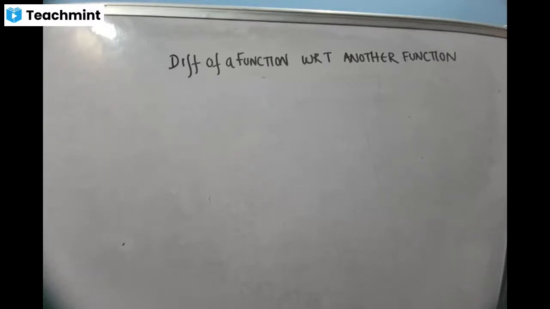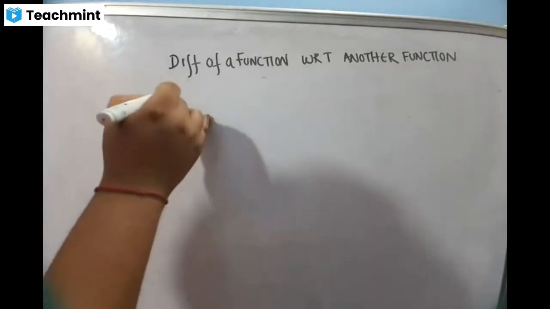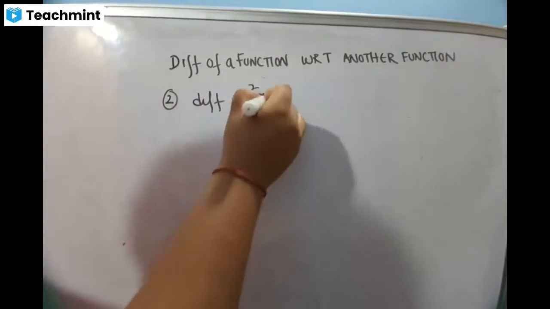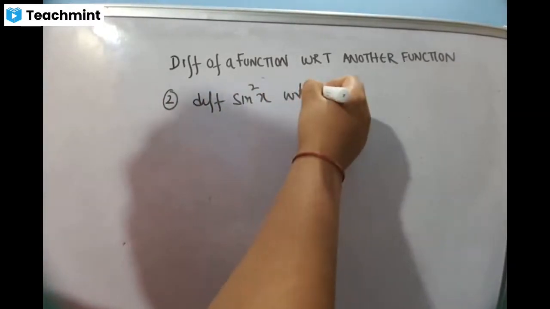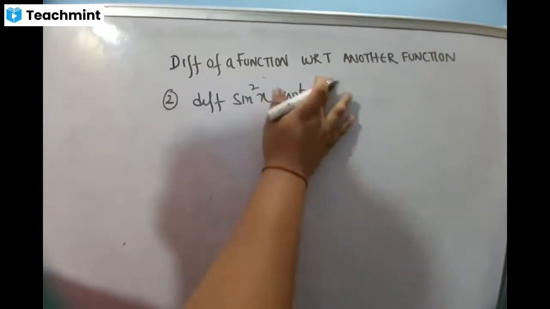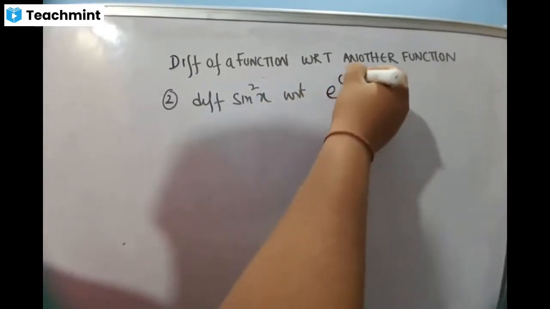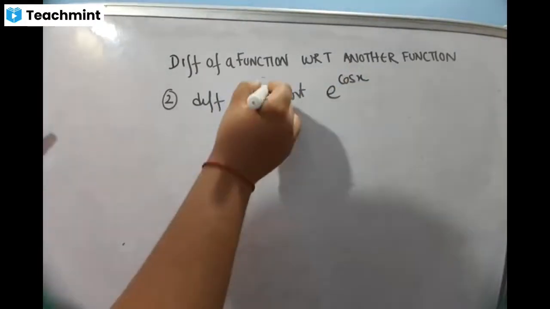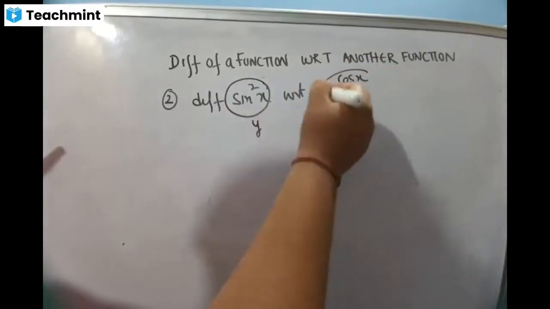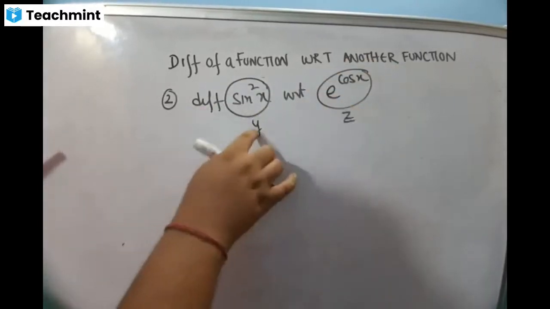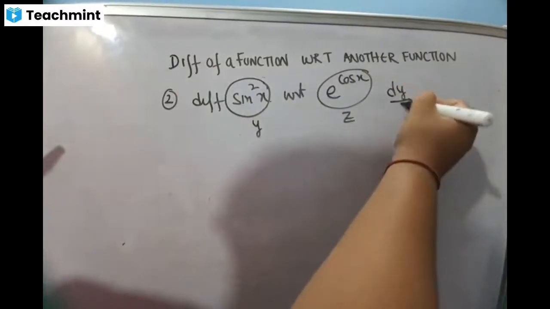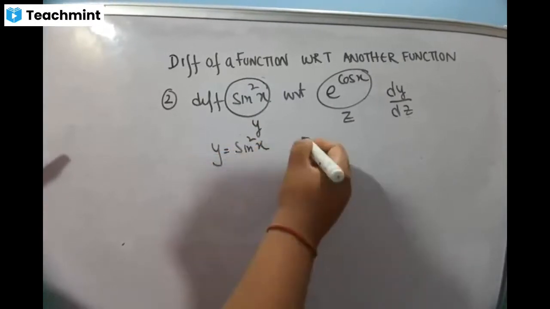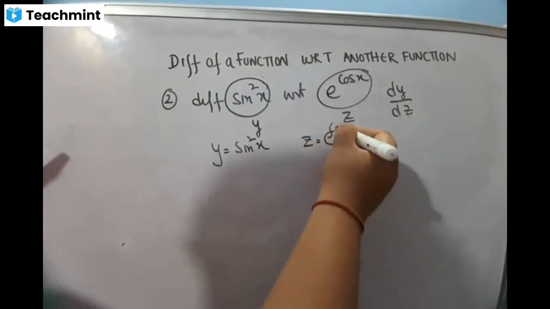Okay, so next question, ready? I need to differentiate sin square x with respect to e to the power cos x. A simple one. Again, I take this entire thing as y and I take this entire thing as z. So this becomes differentiating y with respect to z, obviously meaning dy by dz. Now y equal to sin square x and z equal to e to the power cos x.